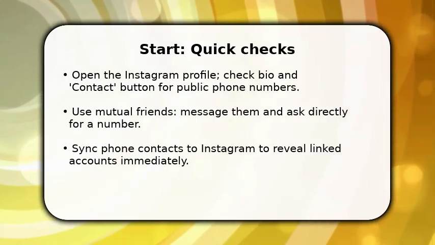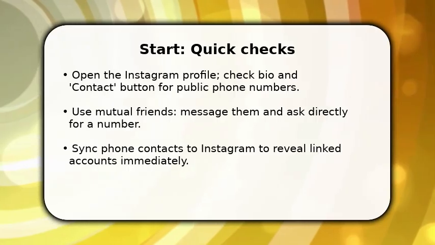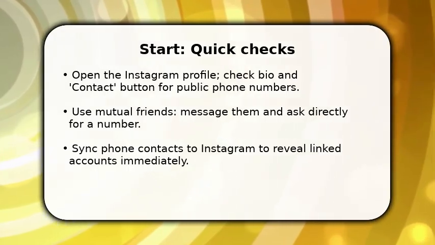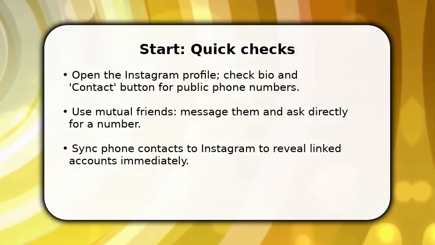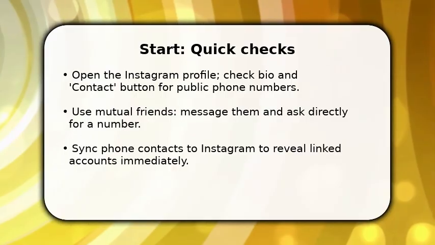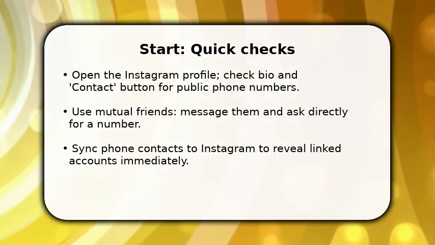You begin by inspecting the profile itself. Some users list a phone under contact or in their bio, so tap those first. Once done, look at mutual friends, message one and ask politely for a number because direct consent is fastest.